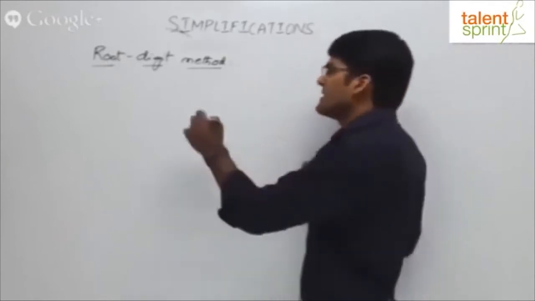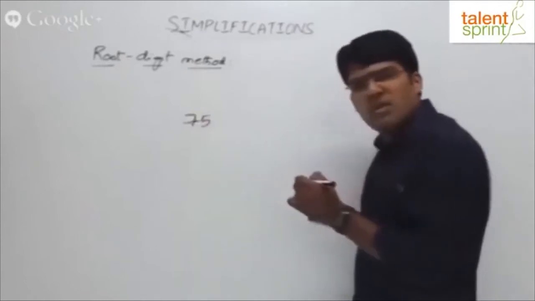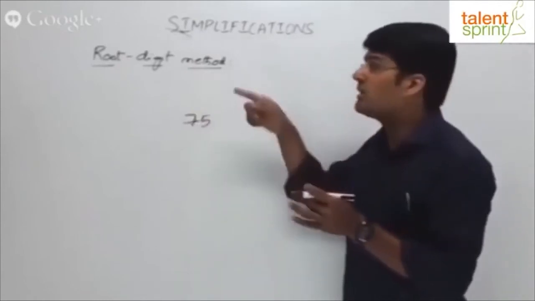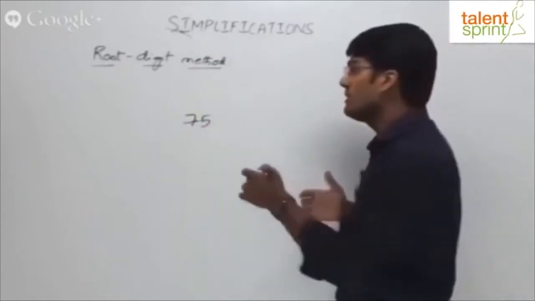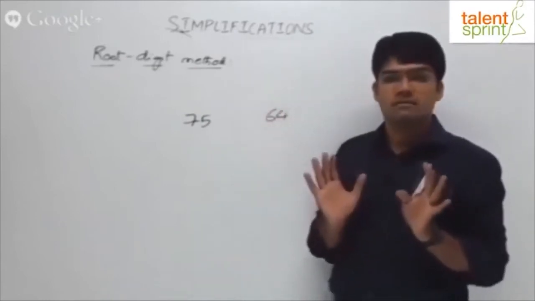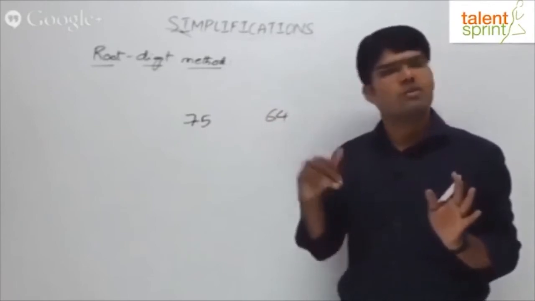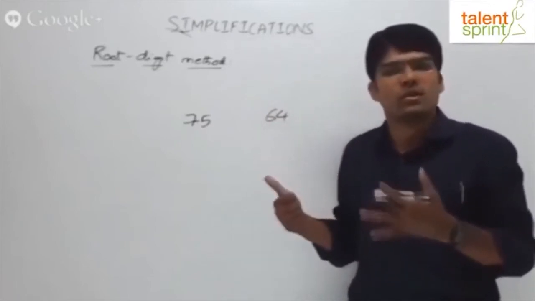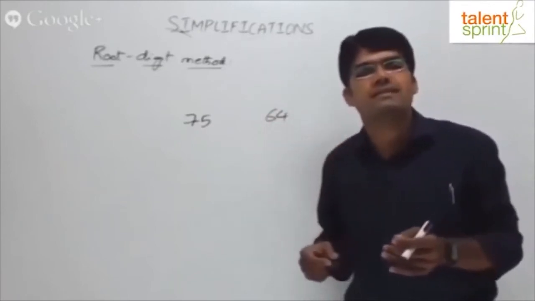For example, 75. What is the root digit of 75? Don't confuse this with square root. For example, 64. What is the root digit of 64? Don't say it's 8. No, I'm not asking you the square root. Square root is 8, but root digit is not 8. What do you mean by root digit? Add the digits till you get a single digit number.